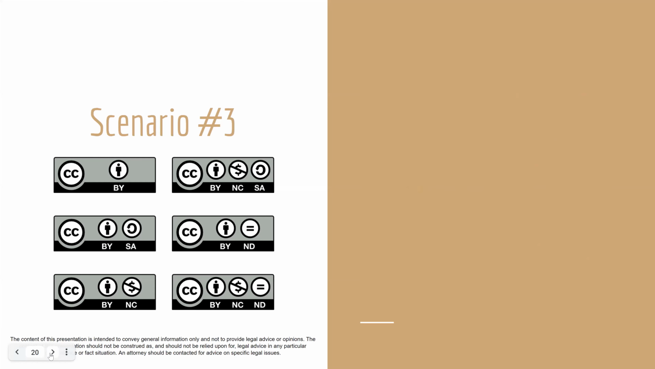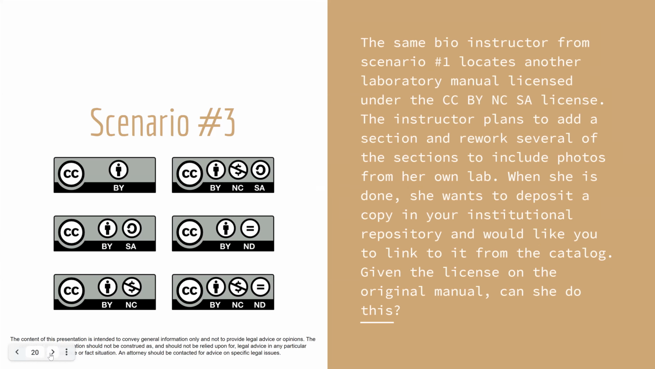Scenario number 3. Let's revisit the first scenario. After delivering the disappointing news to your bio instructor about being unable to modify and share out a laboratory manual with a CC BY-ND license, the same bio instructor locates another laboratory manual licensed under the CC BY-NC-SA license. The instructor plans to add a section and rework several of the sections to include photos from her own lab. When she is done, she wants to deposit a copy in your institutional repository and would like you to link it from the catalog. Given the license on the original manual, can she do this?